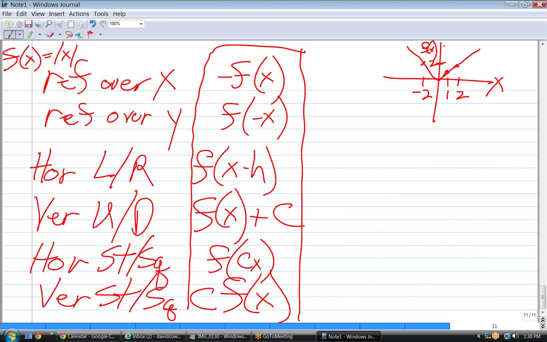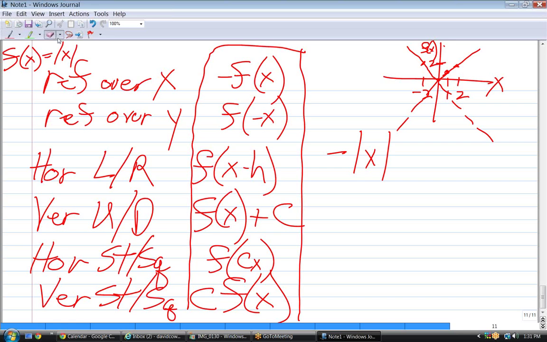So let's talk about the first possible transformation, a reflection over the x-axis. Well, I've said that that means it's minus f of x. Well, that would be minus the absolute value of x. That looks like, I'm going to draw the transformation in dotted line and leave the original function there and illustrate each one of these with this original function.